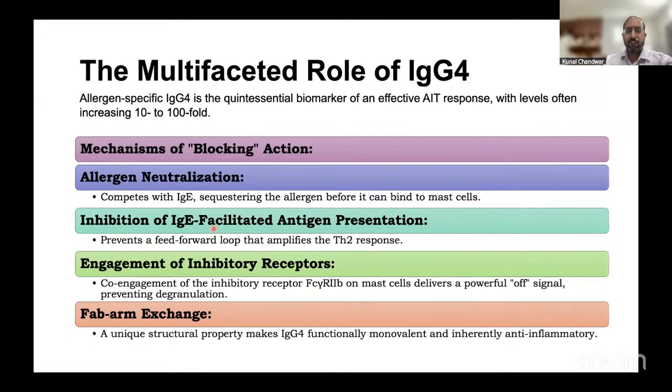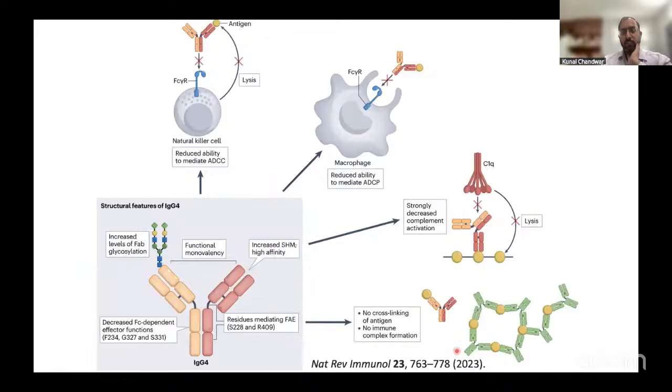They inhibit the IgE mediated response. It is the same antigen that will compete between being bound to the IgE and the IgG4. Since the IgG4 monoarm is much more freely floating, it will first bind to the allergen and it won't allow the allergen to bind to the IgE, and it prevents the forward loop that starts once an IgE binds to the Th2 cells and causes a positive reaction arm. And the Fab arm exchange is inherently anti-inflammatory, as we did see in this figure.